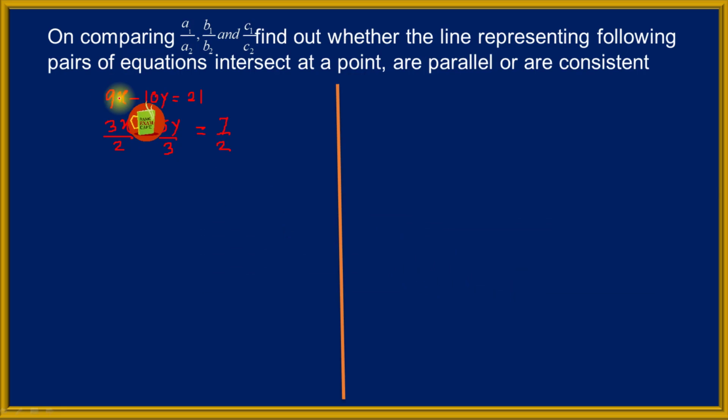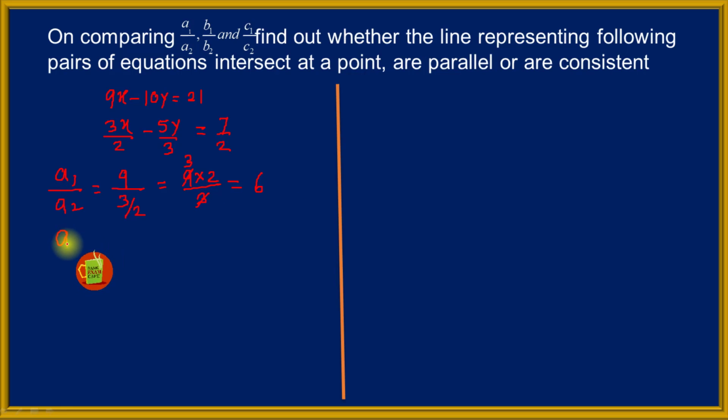Now friends, here the equations are 9x minus 10y is equal to 21 and 3x upon 2 minus 5y upon 3 is equal to 7 by 2. So first we will find the ratios, that is A1 upon A2, that is 9 upon 3 by 2. So 2 will go to the numerator and so it will be 9 into 2 upon 3. So 3 1s are 3, 3 3s are 9, and so it will be 3 2s are 6. So A1 upon A2 is equal to 6.